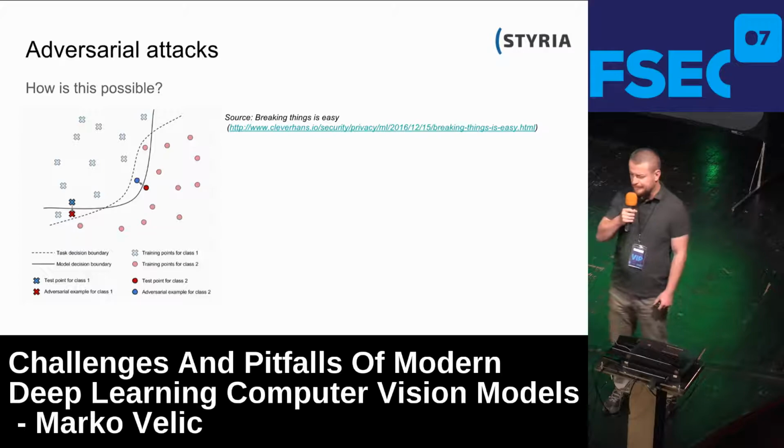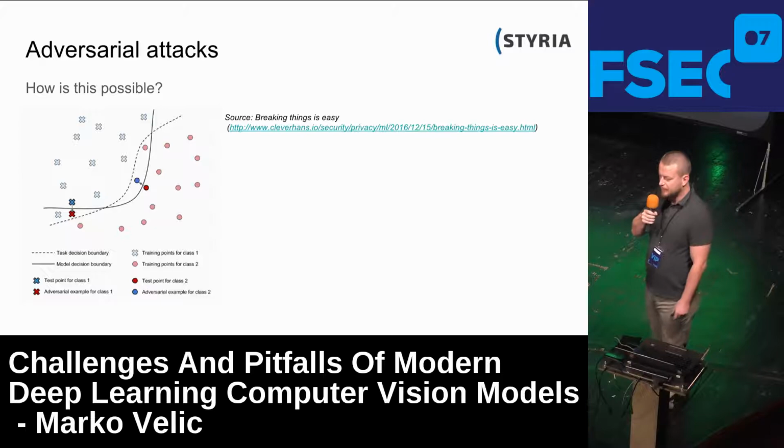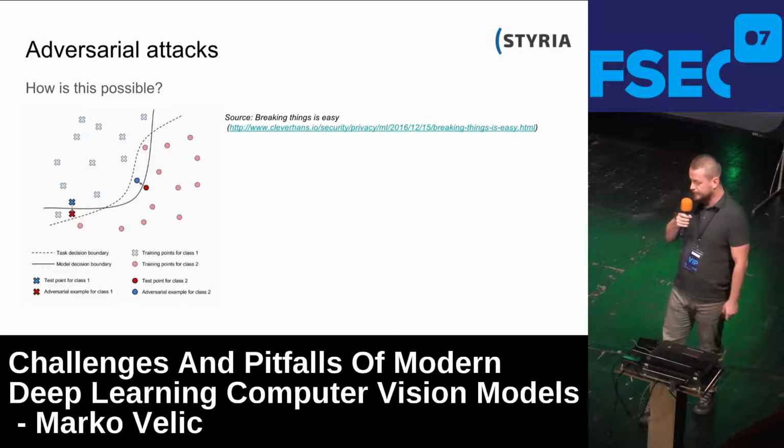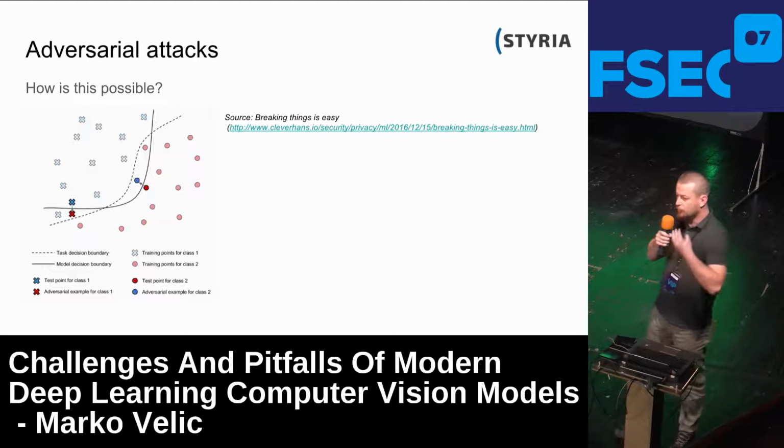This is just a 2D, and images are usually 256 times 256 times 3 channels, which is about 200,000, and this is a standard input to a convolutional neural network. So in 200,000 dimensional space, there are a lot of directions where you can push your data point, and cross the decision boundary, and this is how it gets misclassified.